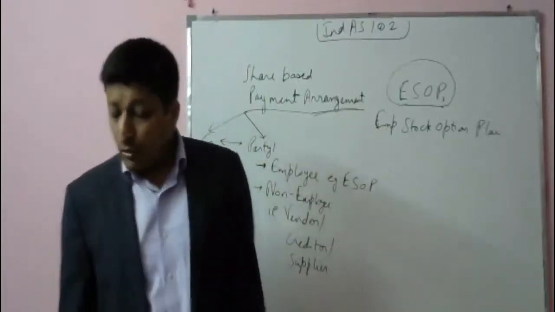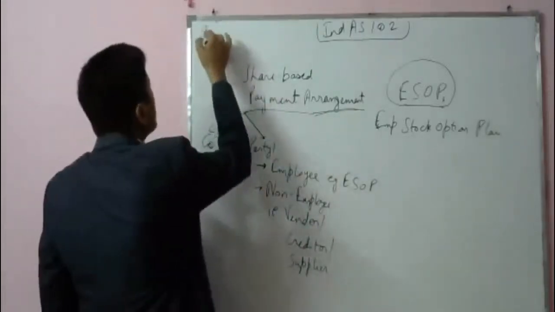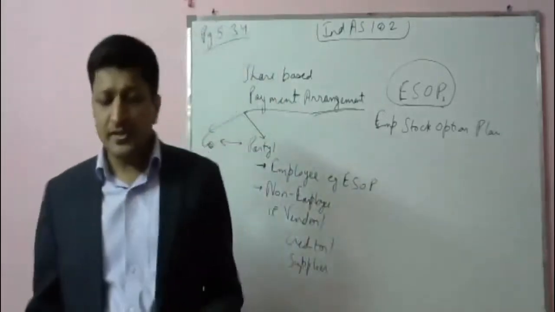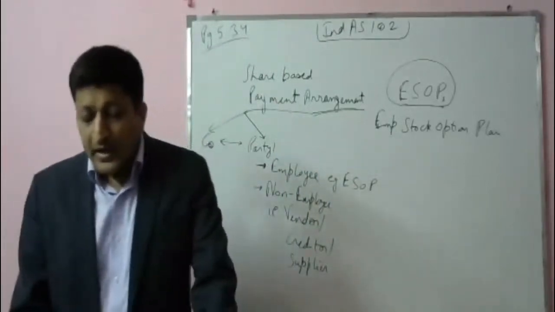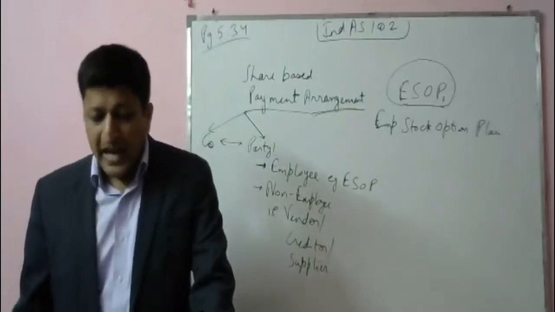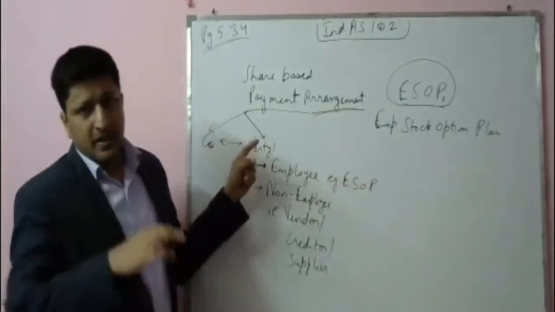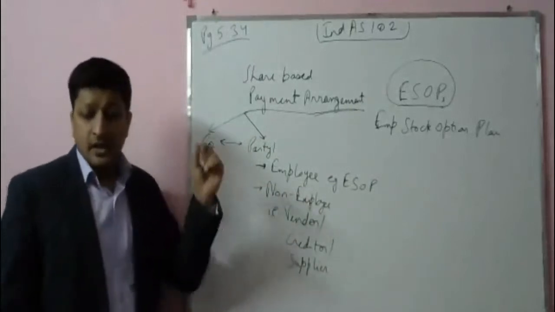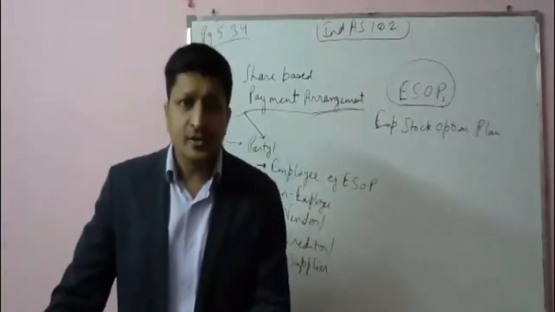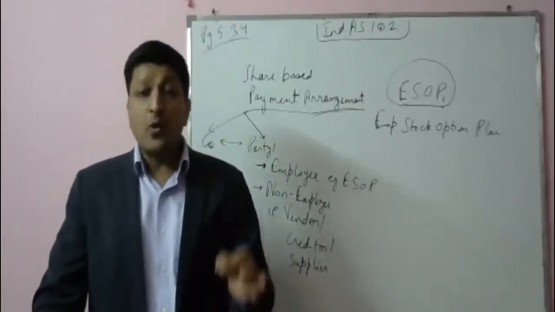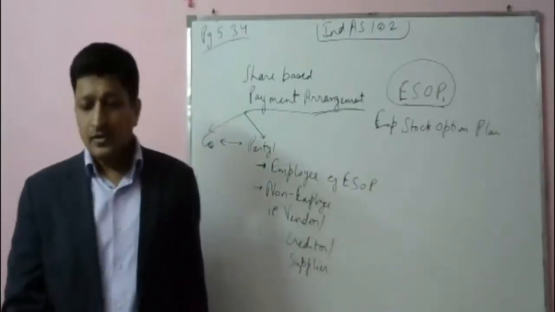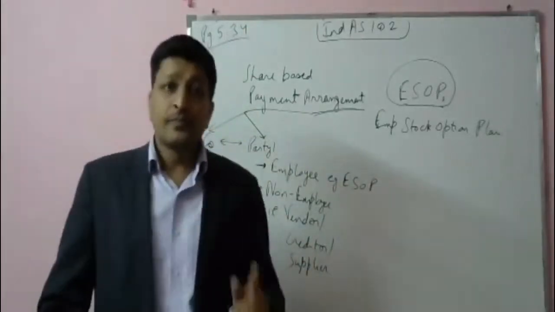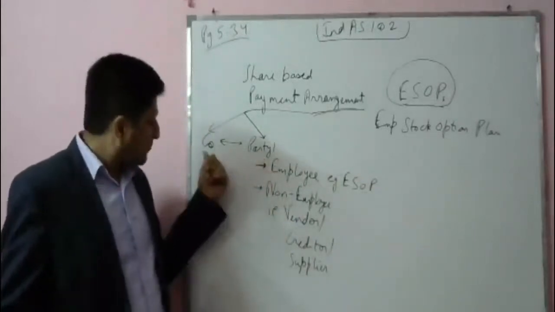So I would suggest all of you go to page number 5.34 of the study material and quickly read the definition of the share-based payment arrangement. It's an agreement between the entity and another party. Entity is this, and another party means it could be any other party. That entitles the other party to receive cash or other assets for amounts that are based on the price of equity instruments of this company, or this other party will receive equity shares of this company.